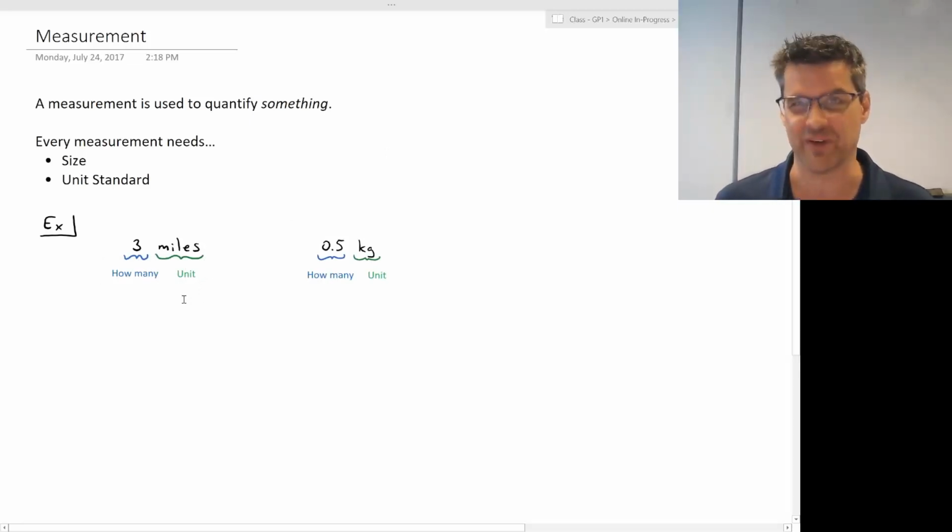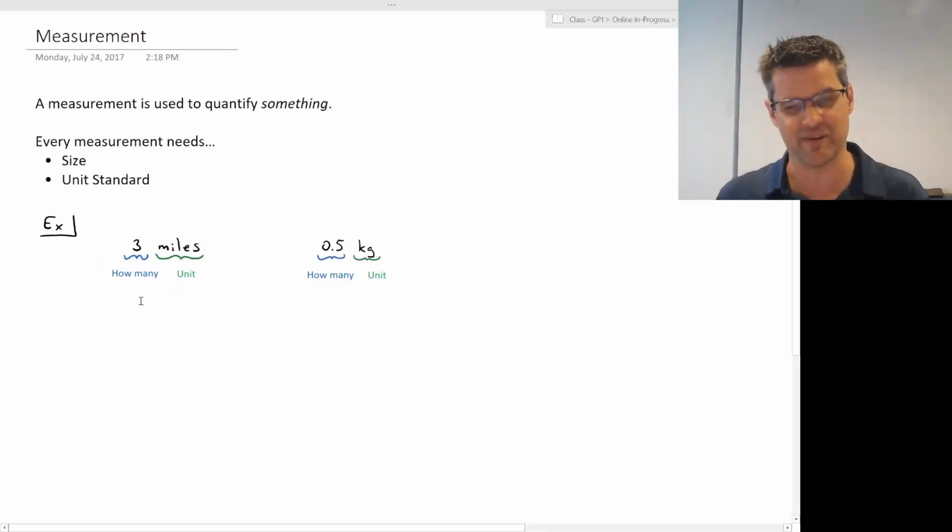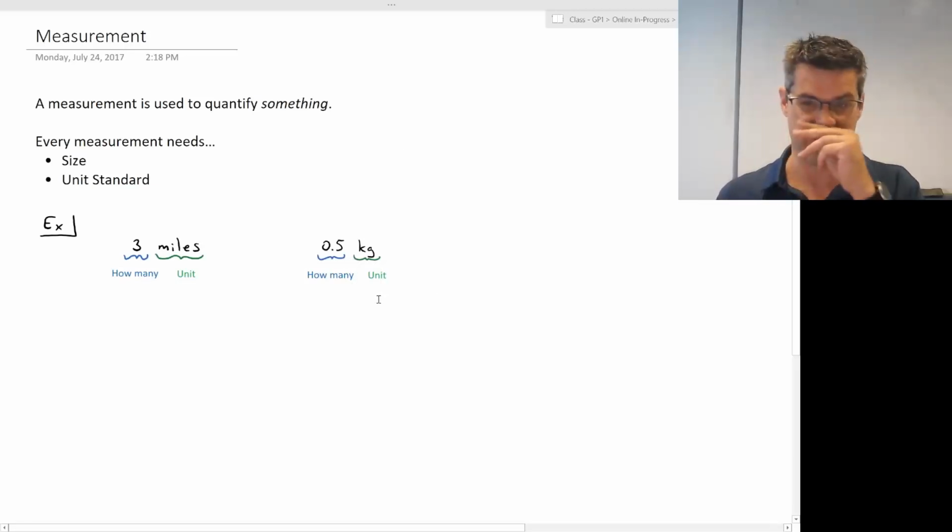What do I have 3 of? What do I have 5 of? What do I have 10 of? It is this thing called miles. Could it just as easily have been feet? Could it just as easily have been meters? Could it just as easily have been seconds? Sure, it could have been any of those things, but I have a certain number of a certain thing. And this is what a measurement needs at least.